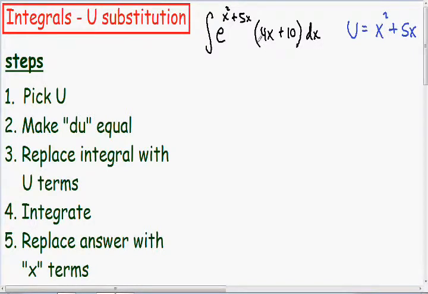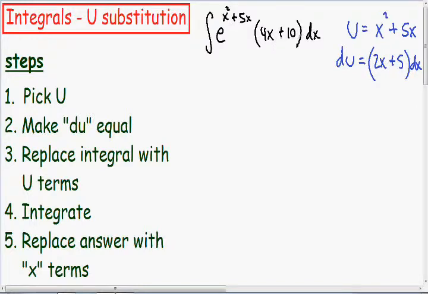So notice how the rest of our integral, other than our u, is a 4x plus 10 dx. So our derivative of u needs to be equal to 4x plus 10 dx. So let's take our derivative of u, which is equal to the derivative of x squared, which is just 2x, plus the derivative of 5x, which is just 5. And since we just took the derivative with respect to x, I'm going to put a dx at the end.